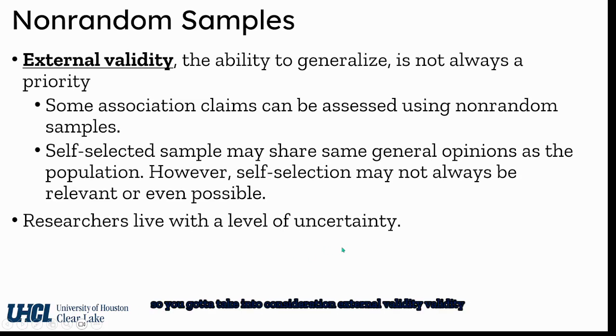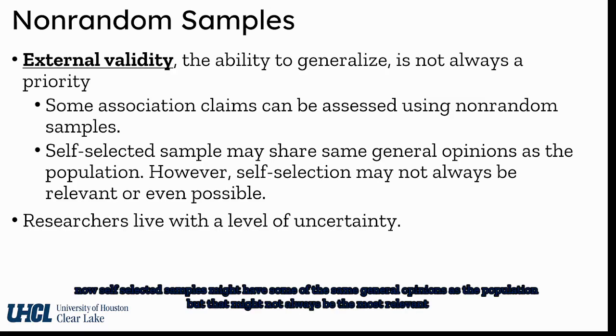Now, how do you know which sample method to pick? So you've got to take into consideration external validity. Remember, external validity is the ability for your study to generalize outside of your research parameters. It's not always going to be a priority. So in association claims, you can get to those with a non-random sample. Now, self-selected samples might have some of the same general opinions as the population, but that might not always be the most relevant, or it may be impossible to do.